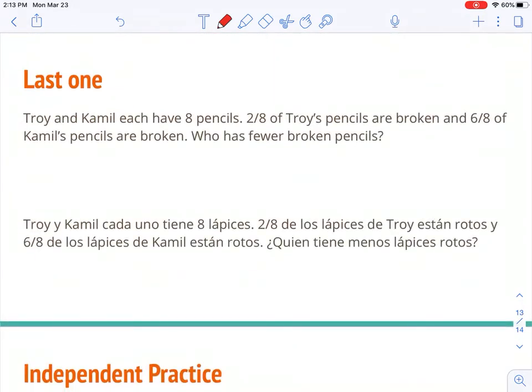All right, last one. Troy and Camille each have 8 pencils. 2/8 of Troy's pencils are broken and 6/8 of Camille's pencils are broken. Who has fewer broken pencils? All right, so let's look at what our question is asking. Who has fewer broken pencils? I'm going to box who because that tells me my answer is not going to be a fraction. It is going to be a name. When I see who, I think of name.